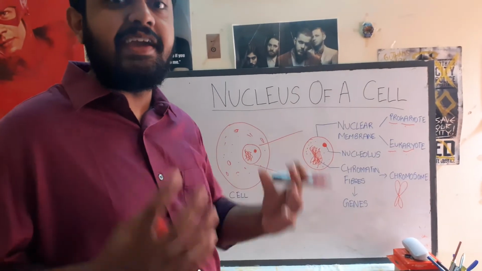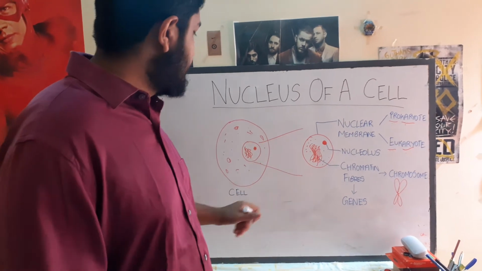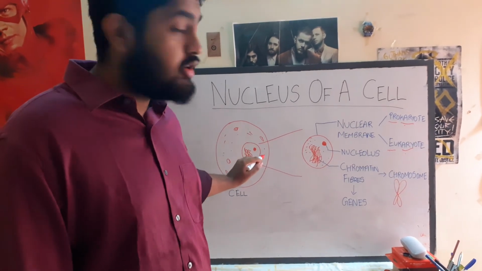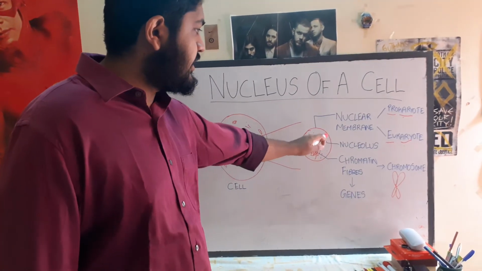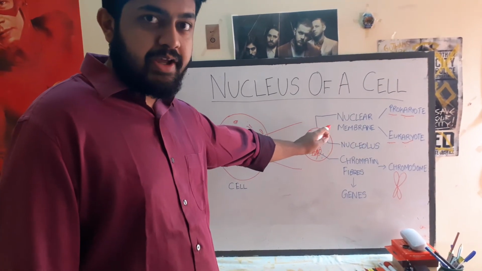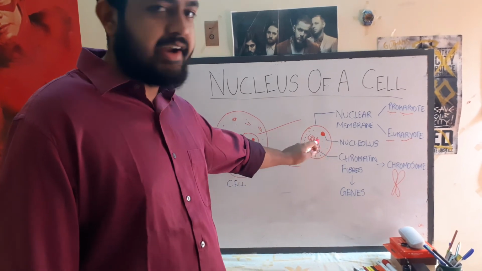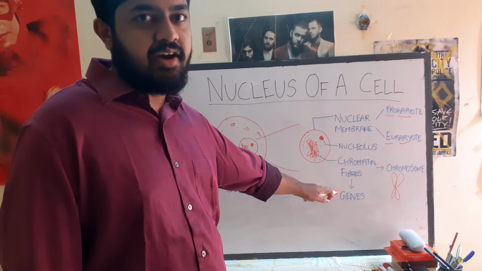Finally, let's all recap what we've learned. We've learned that a cell contains something called a nucleus, which is very important. It is the brain of the cell. And it contains parts like a nuclear membrane, a nucleolus, and chromatin fibers, which contain our genes.